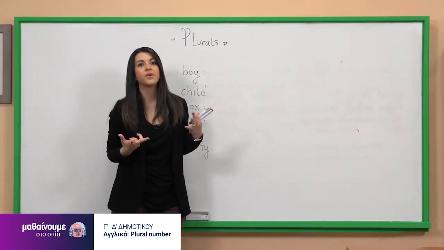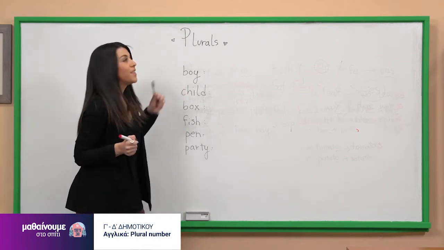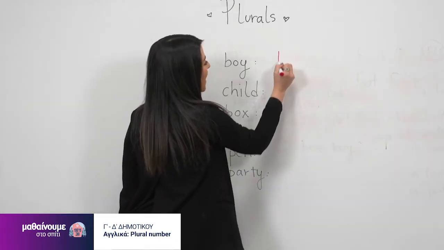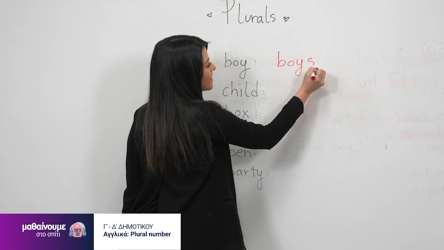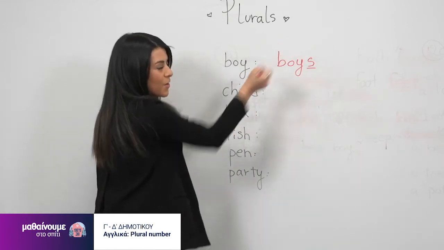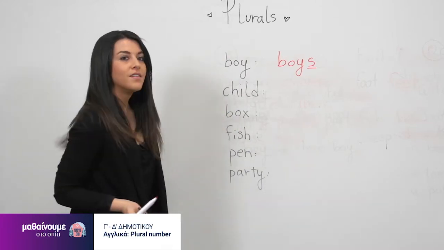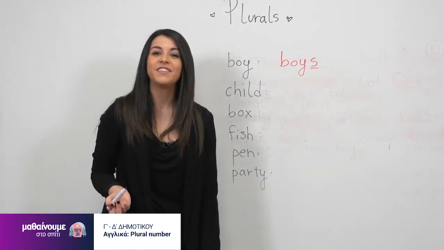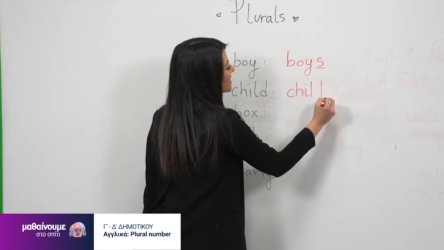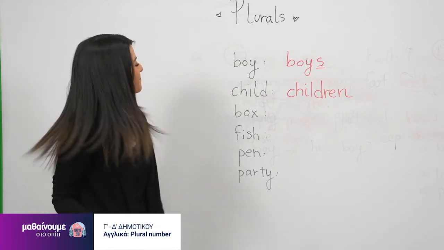Okay? Some examples. Now, let me see how you think the plural is. Boy. What's the plural of boy? Now, there's an O before Y, so we don't change it. We just add an S. Boys. Okay? This is a vowel, careful. If there was a consonant, we would erase it and put IES. Number 2, child. Child is irregular, so we change it. Child becomes children. Okay? 1 child, 10 children.